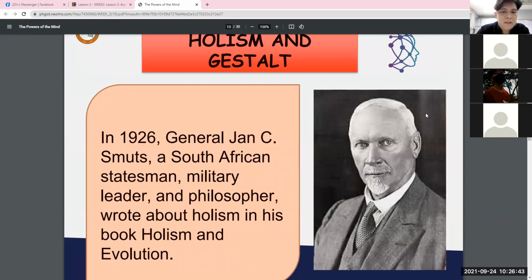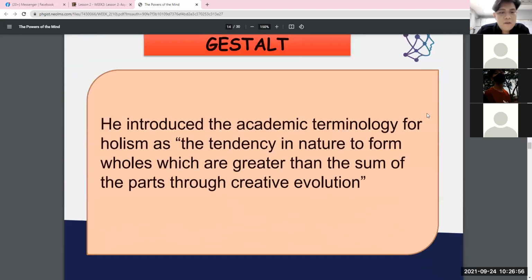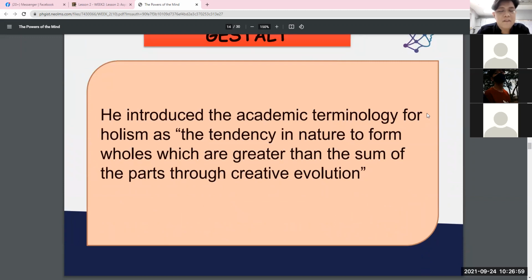Another thing natin is si General John C. Smuts of South Africa, statesman, military leader, and philosopher, wrote about holism in his book Holism and Evolution. He introduced the academic terminology for holism as, ito yung kanyang quote, the tendency in nature to form wholes which are greater than the sum of the parts through creative evolution. Ang sinasabi niya in the holism is, ito yung pagkakabuo ng sarili mo, kung paano mo binuo yung sarili mo into a greater sum.